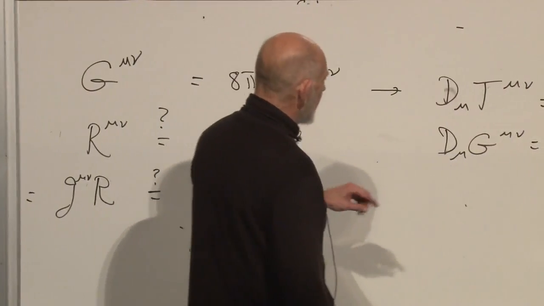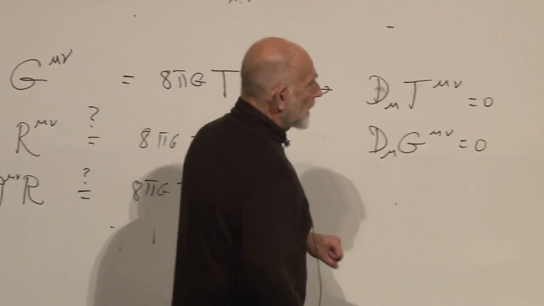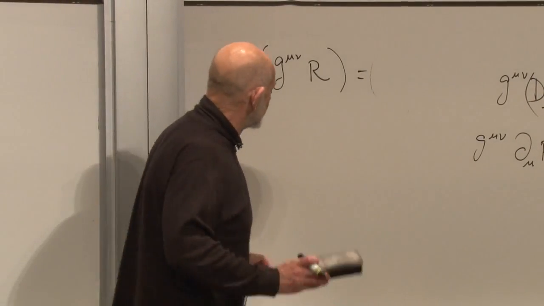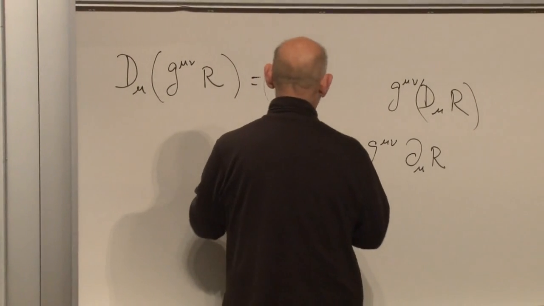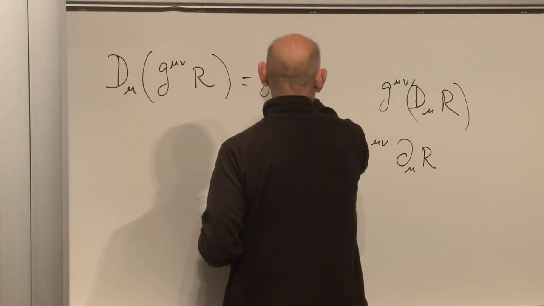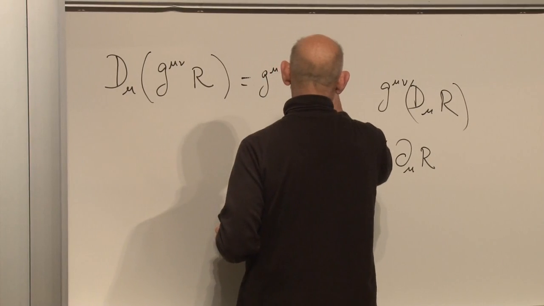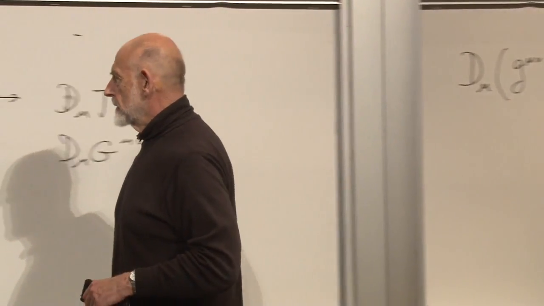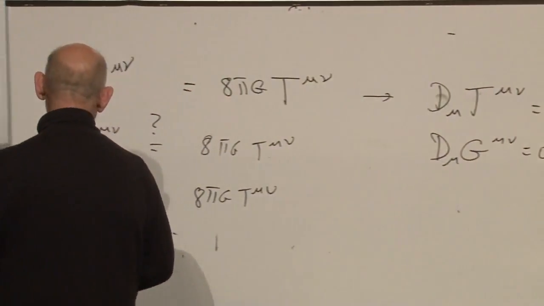So here's what we find. First of all, the covariant derivative of this guy over here is not equal to 0, but it is equal to just g mu nu D mu r. So it doesn't work. No good. Bad.